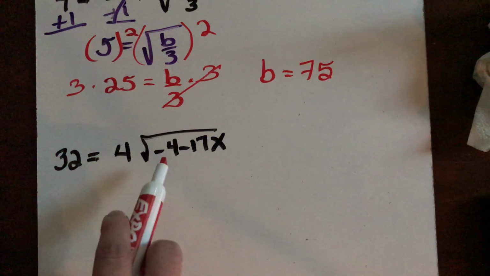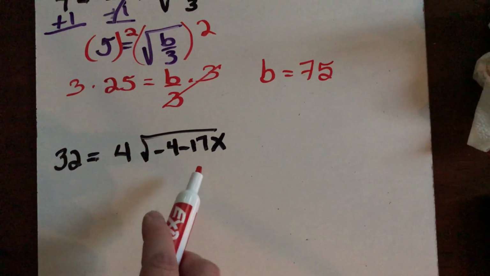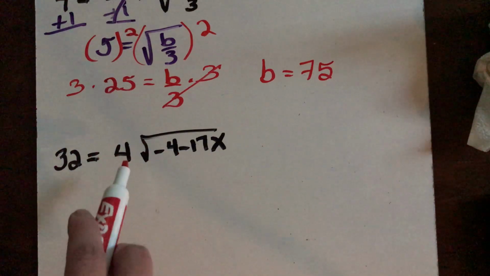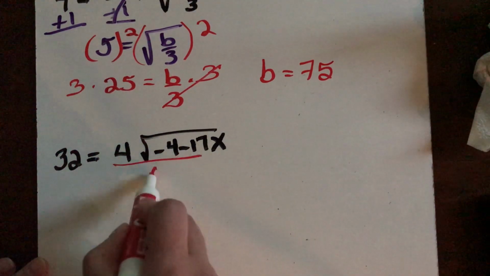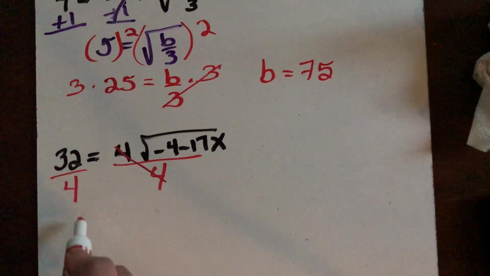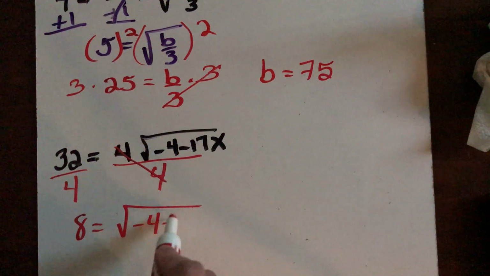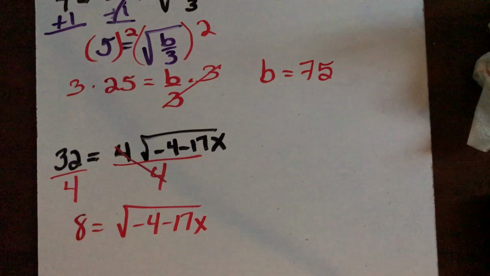What operation is that? Well, that's multiplication. So how do you undo multiplication? You divide. I've got to get rid of the 4 first. So I'm going to divide each side by 4. Okay, that way those 4's cancel out. 32 divided by 4 is 8. And then I'm left with negative 4 minus 17x underneath the radical sign.